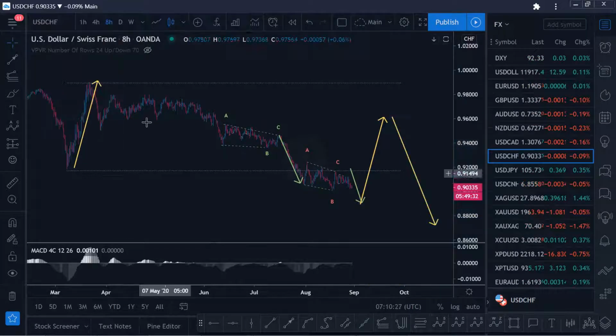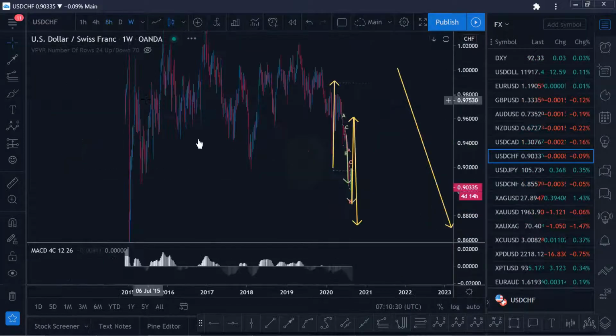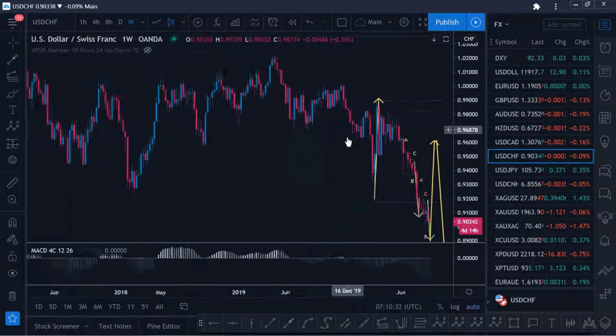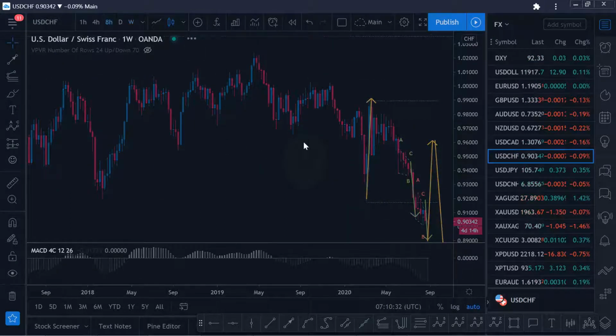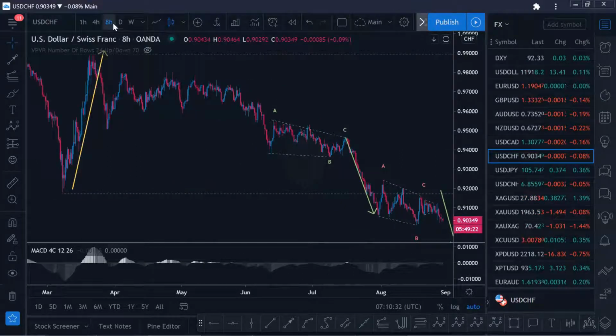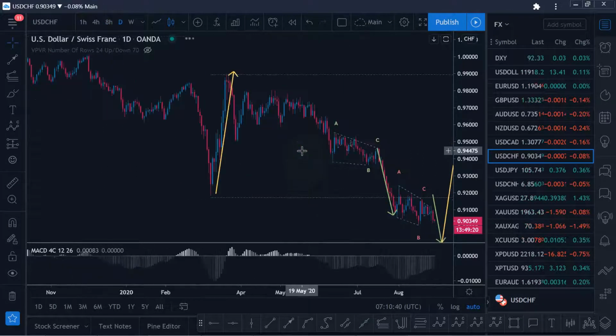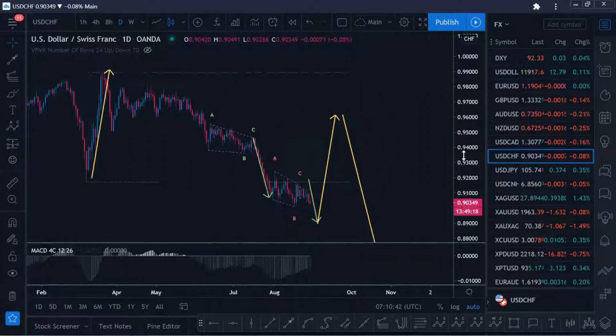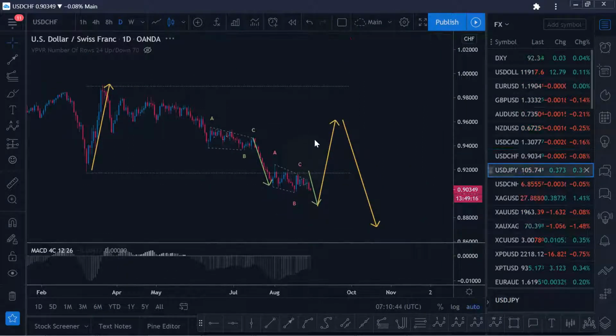But nothing to say on the bigger degree that this is the structure. As you can see, the higher degree pattern is just a mess. So we're only trading this from a lower degree perspective. So just keep that in mind when trading the Swiss. It's a bit of a mixed bag and should continue to be a mixed bag for the foreseeable future.